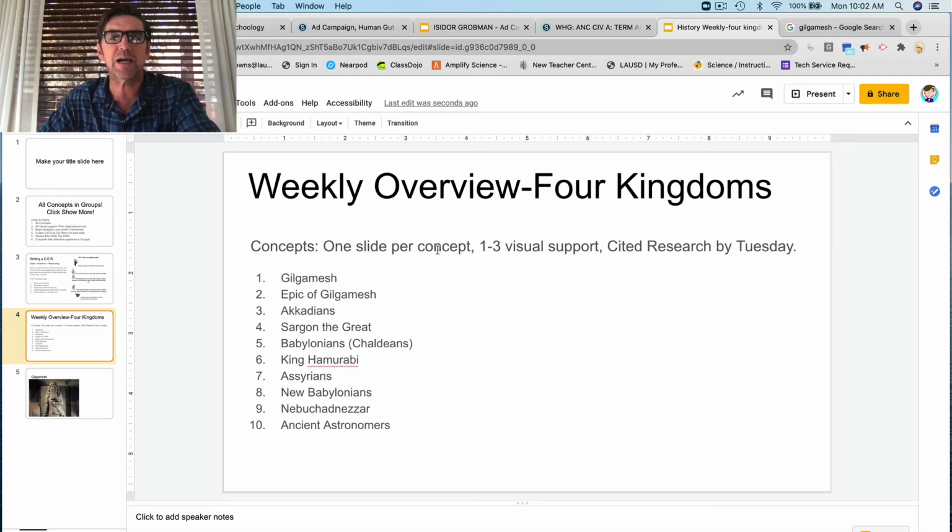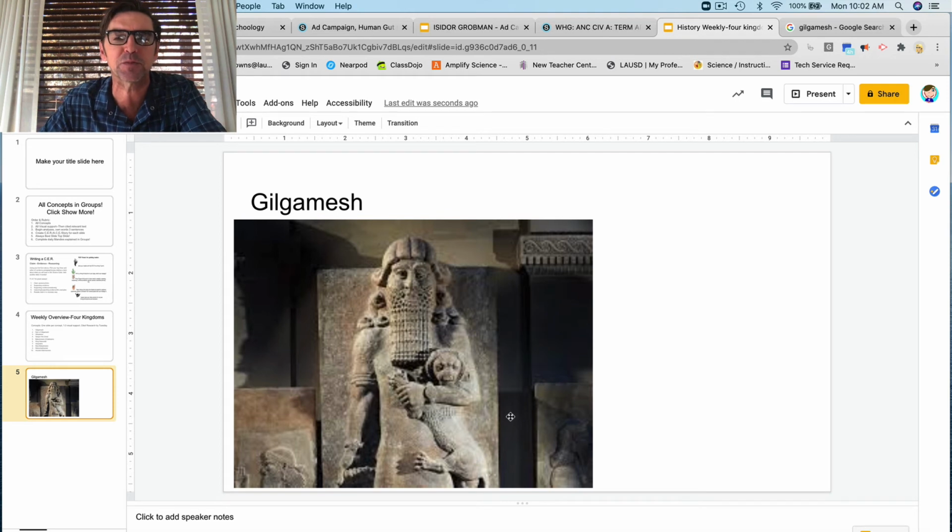first, one slide per concept. You can get 3 pictures if you want, visual support. Then go back and get the cited research. Why? Because I think you can learn a lot. We can learn from this picture. We can learn what kind of animals they had.